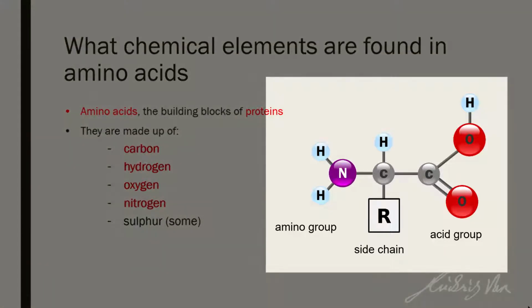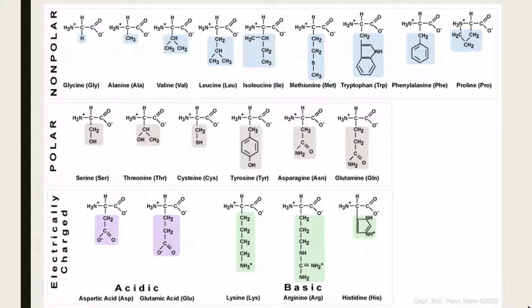Their basic structure is like that. So you have your standard amino group as well as your standard acid group. The only thing that changes between different amino acids is the side chain, or what we call the R group. So the R group can be very varied. As you can see, the R group can be non-polar, polar, as well as acidic or basic. Basic means alkaline.